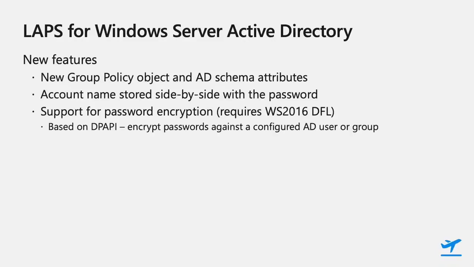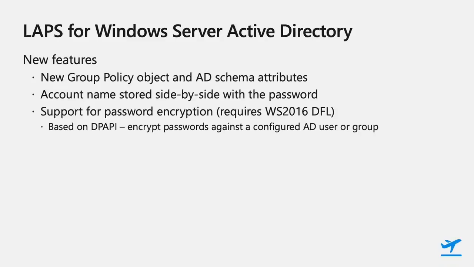The feature is based on the Data Protection API, and you configure the policy to tell us which group or user you want to be able to decrypt the password. Once you've done that, the device decides to rotate the password. The device will encrypt the password before it ever leaves the device, and then it will be stored in Active Directory in the encrypted form. The clear text password never leaves the device, only the encrypted blob.